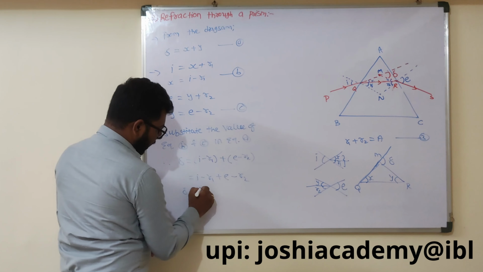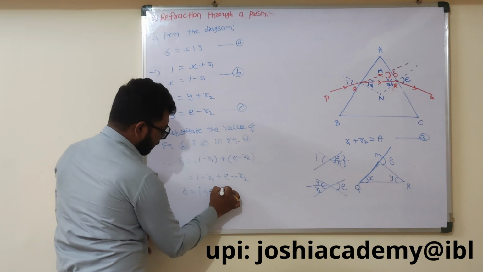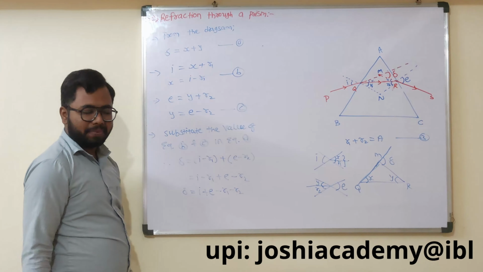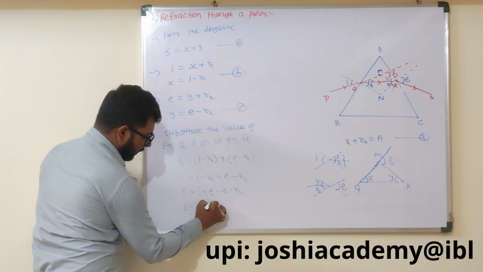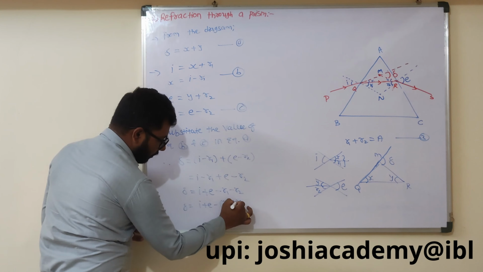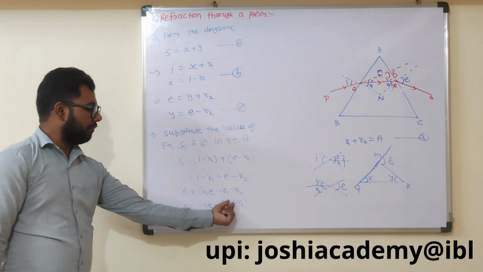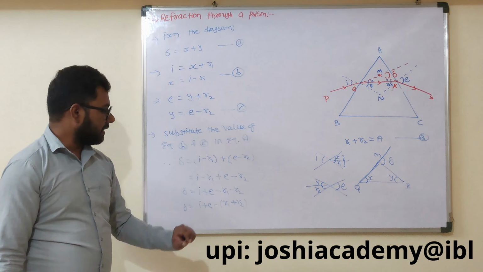Now I am keeping I plus E together, and let us keep r1 minus r2 together so that we can bring the minus sign common. So delta is equal to I plus E minus r1 plus r2. Because we are keeping the negative sign common, it will convert it into the plus. So this is the I plus E minus r1 plus r2.